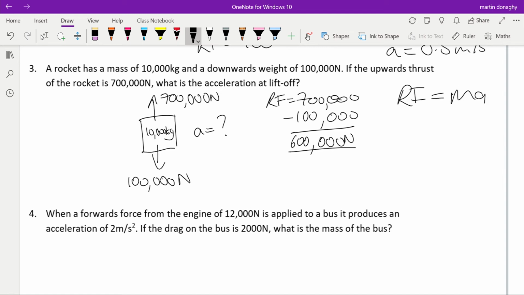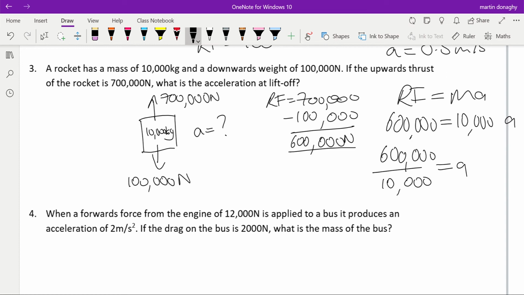Then we can use RF equals ma. So 600,000 equals 10,000 the mass times A. 600,000 divided by 10,000 equals A. So A is 60 meters per second squared.